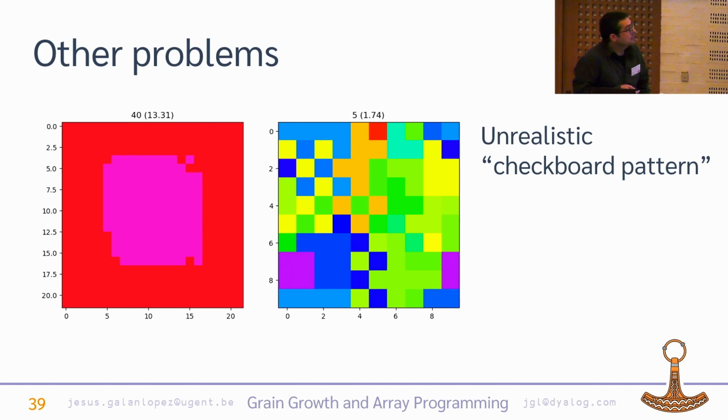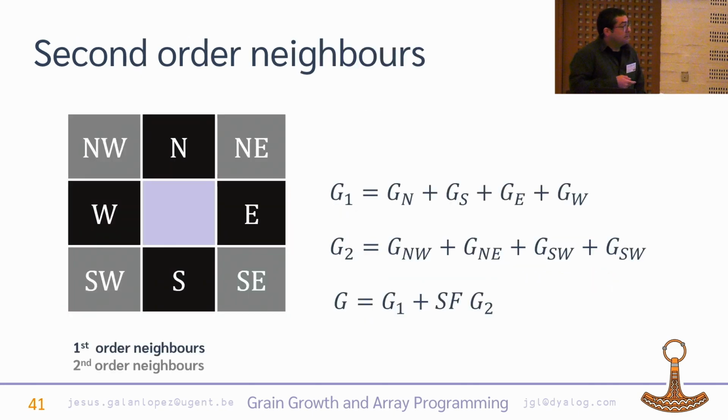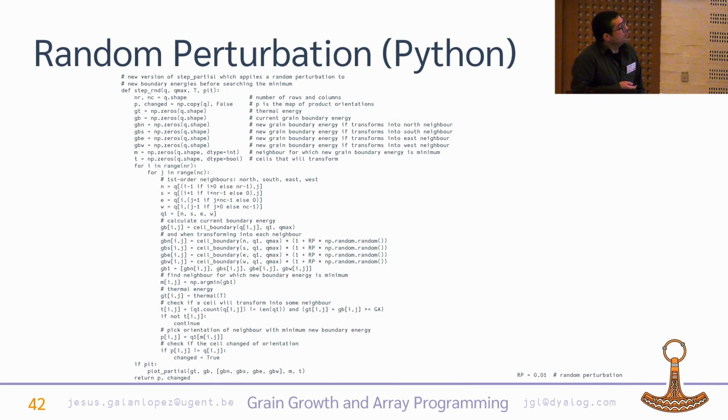There are sometimes that we observe some checkerboard patterns. You see here, for example, a single cell, here too. This doesn't really happen in materials, and we asked them, could you fix that? And a way to fix that is to take into account the second-order neighbors. In the other version I showed, they only consider the north, south, west, and east neighbors. But if they also consider the ones in the corners, the second-order neighbors, then they will take this into account. So they modify their code again.